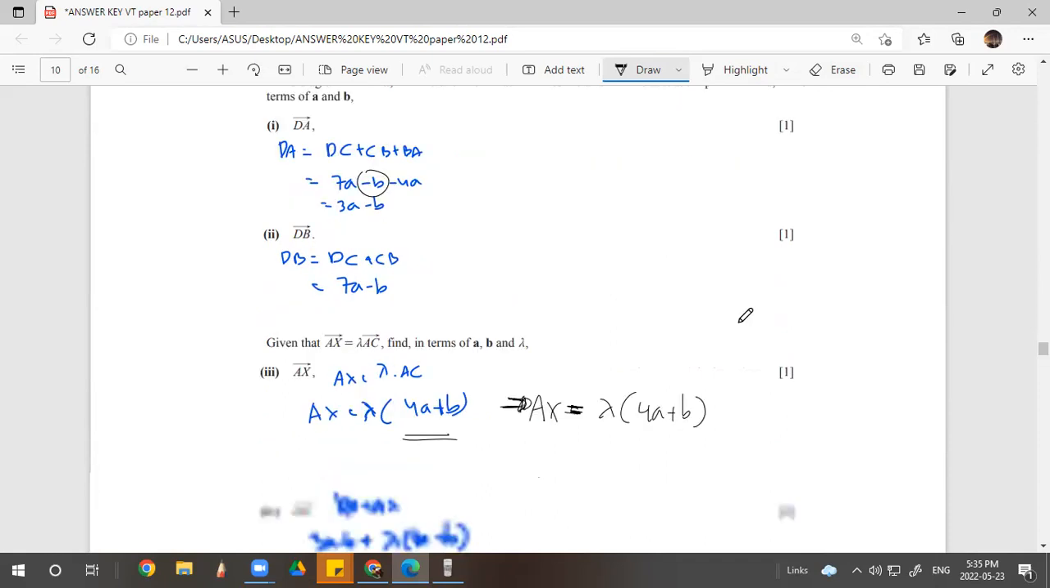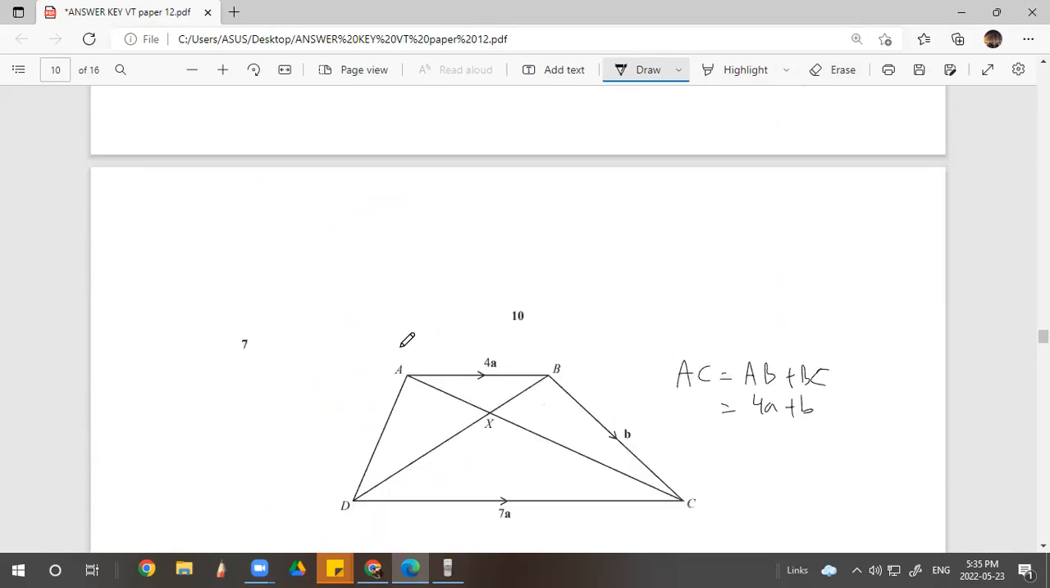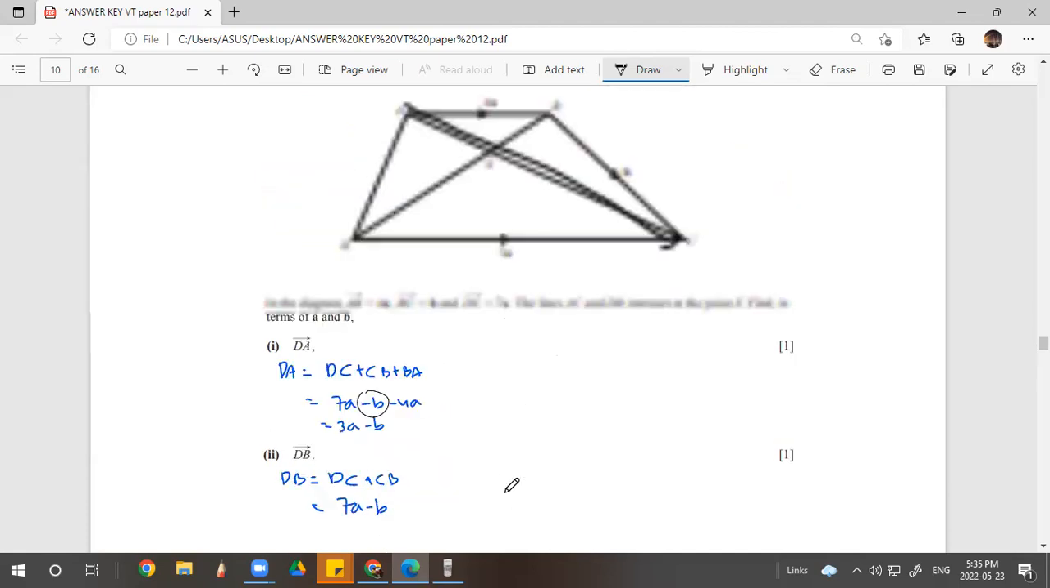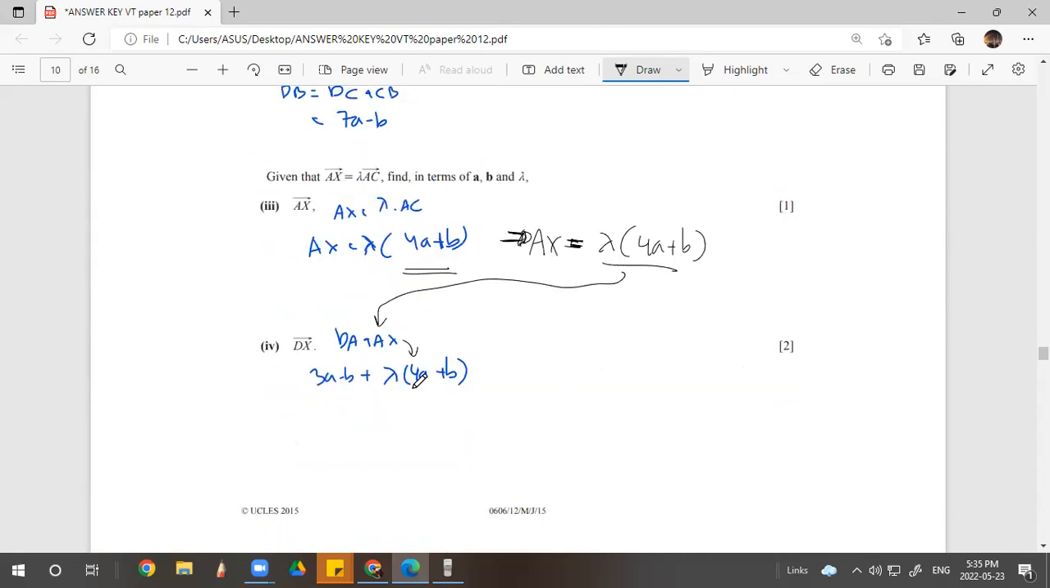Okay. And then DX. What is DX? DX is DA plus AX. That's what I already put. DX equals DA plus AX. We don't know the AX, but we can put it here, right? DA is 3A minus B because we get this. So be careful, the numbers are interconnected. If you are wrong at DA in part 1, you are wrong at part 4, right? So DA is 3A minus B plus lambda 4A plus B. Or you can expand, but I don't think you need to. Okay, again, just put it like this.